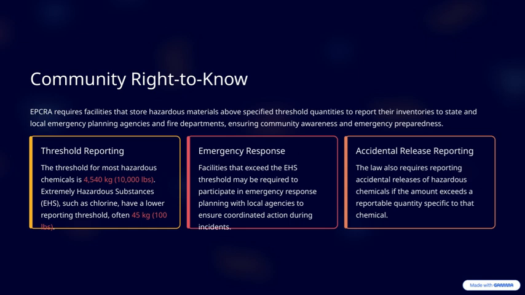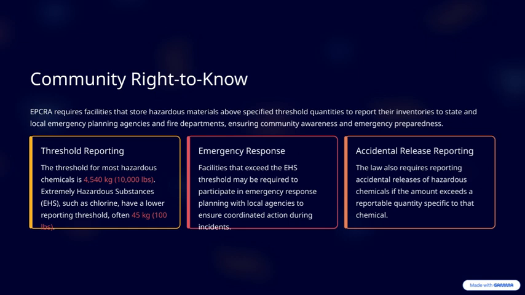Moving on, facilities that surpass the EHS threshold are often required to engage in emergency response planning with local agencies. This collaborative approach helps ensure that everyone is prepared to act quickly and effectively during an incident, minimizing risks to workers and the community. Regarding thresholds, most hazardous chemicals have a reporting limit of 4,540 kilograms, or about 10,000 pounds. However, extremely hazardous substances, like chlorine, have a lower threshold, often around 45 kilograms or 100 pounds, because their potential impact is much greater even in smaller quantities.